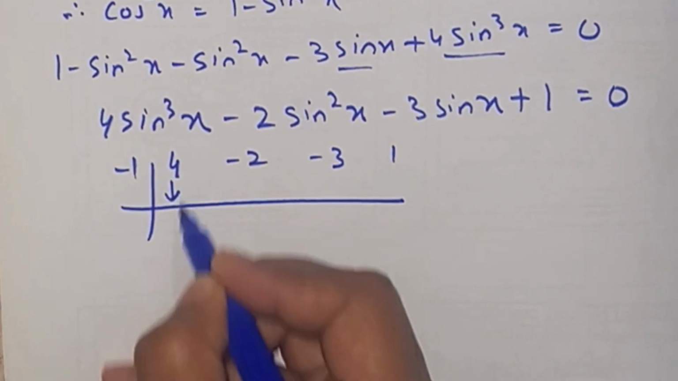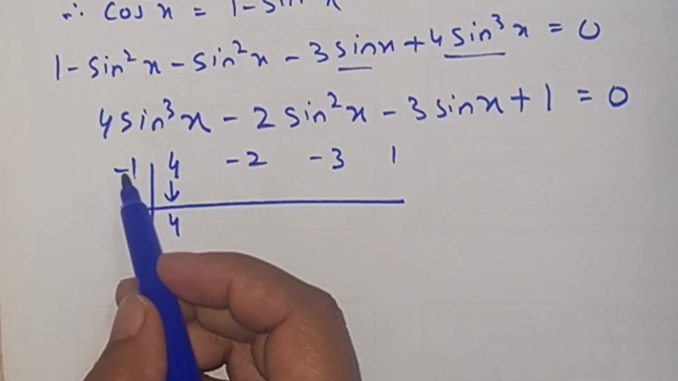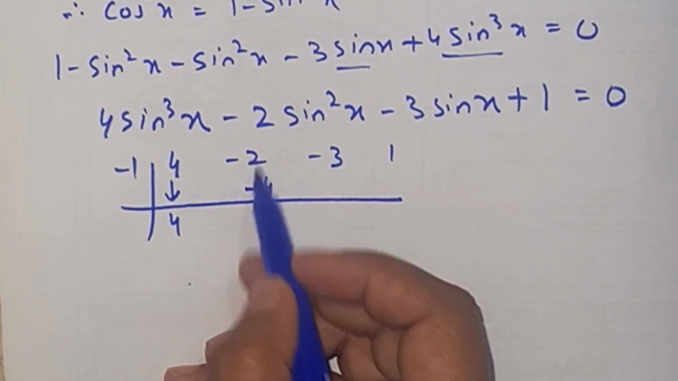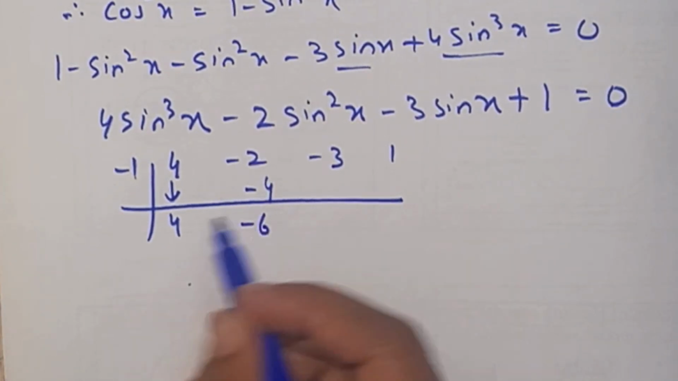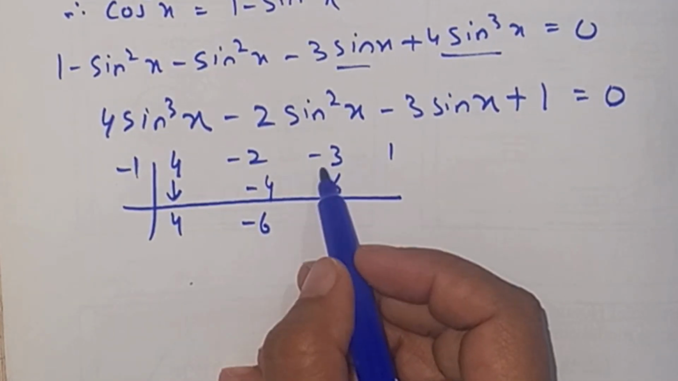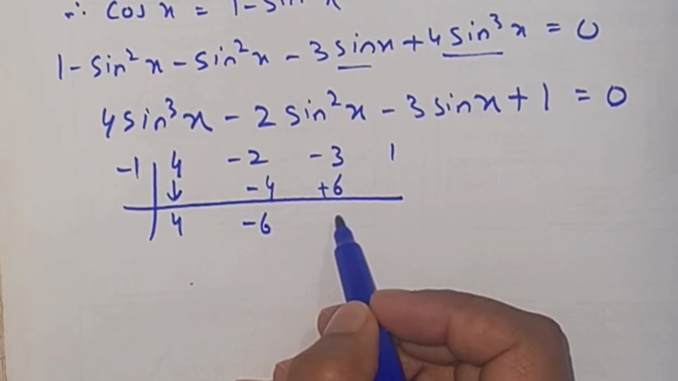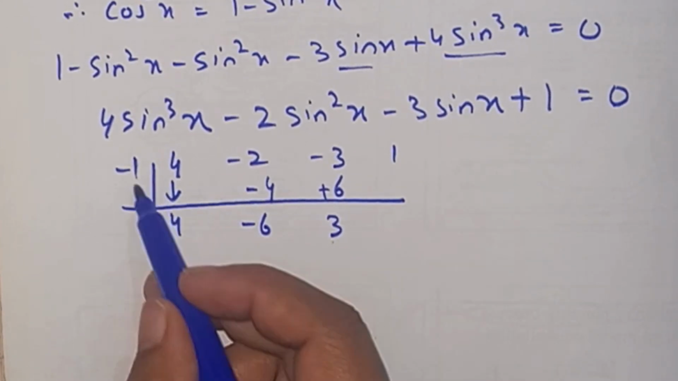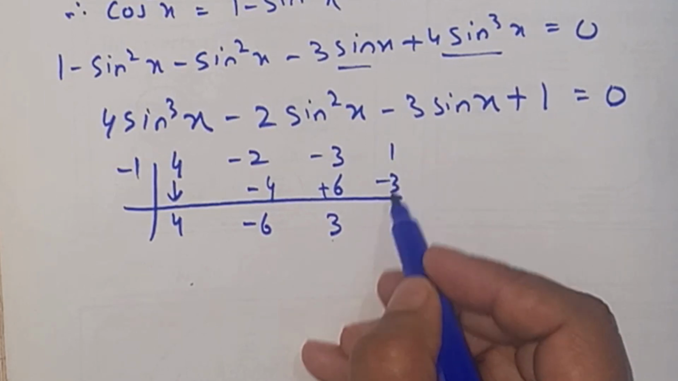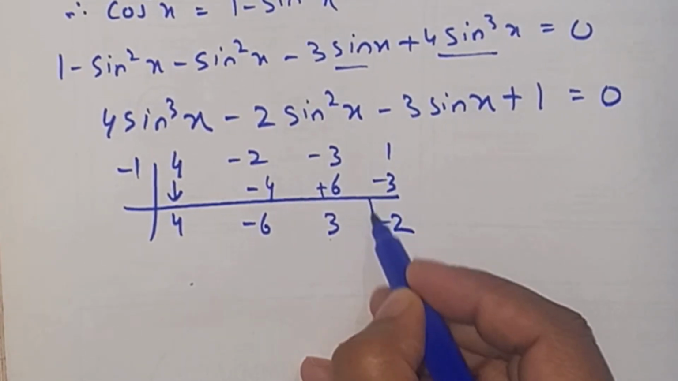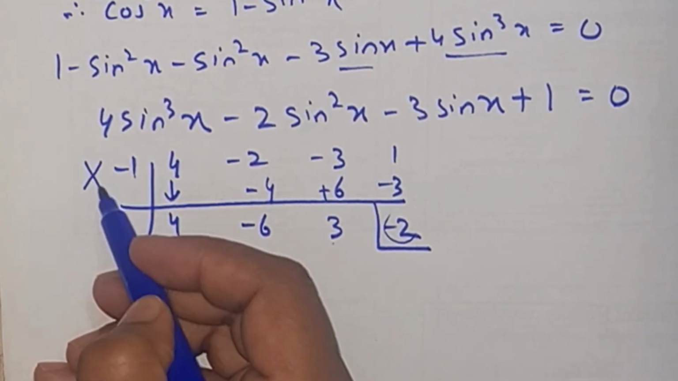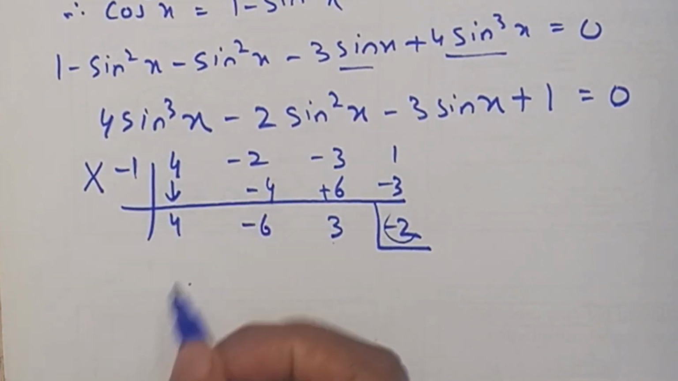So we write this digit 4 as it is. Now multiply minus 1 by 4, we get minus 4. Then minus 2 and minus 4 will become minus 6. Multiply minus 6 by minus 1, we get 6. Then minus 3 plus 6 is equal to 3. Multiply 3 by minus 1, we get minus 3. And 1 minus 3 is equal to minus 2. In this case, this is not equal to 0, so this implies minus 1 is not a factor of our equation.